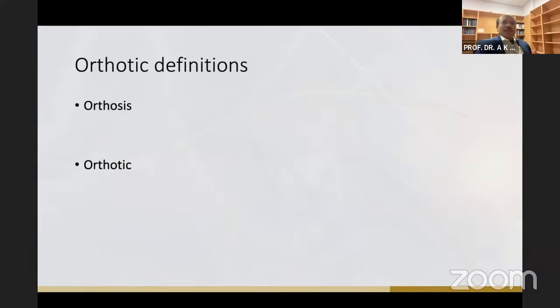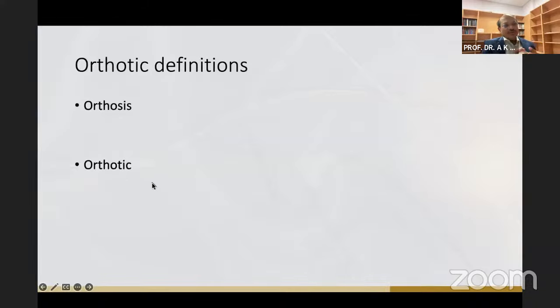So basically, what is an orthosis? What is the orthotic definition? An orthosis is an external appliance applied to the body to cover up lost functions or augment the deficient functions of the body. Whereas a prosthesis is an object which can be used outside the body or inside the body to replace the lost function. That is the basic difference between the orthosis and the prosthesis.